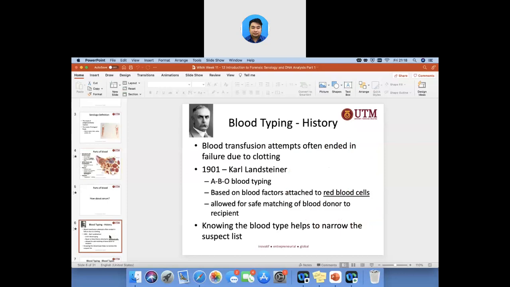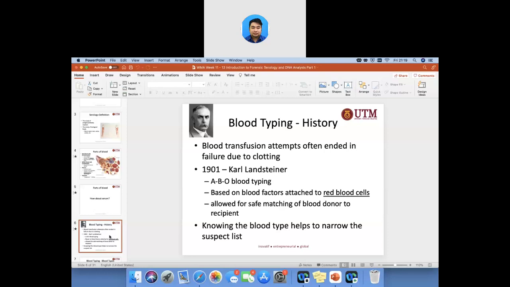By 1901, Karl Landsteiner created ABO blood typing based on blood factors attached to red blood cells. This is where we look into the antigen of the red blood cells. It allows for safe matching of blood donor to the recipient. When we do a blood transfusion, we need to know the blood type of the recipient as well as the donor. Knowing this blood type helps narrow down the suspect list. For example, when you have found blood on the suspect which is not the victim's blood.